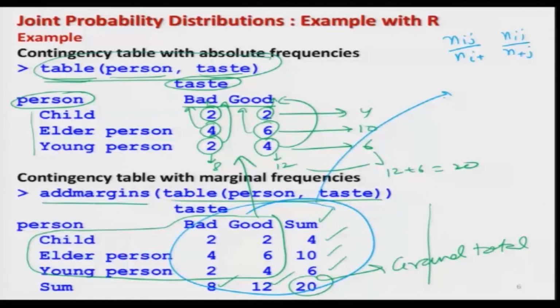So, if you look into this, it will give you the conditional probability of observing a child who says that the taste is bad. So, this will become this value 2, divided by the total number of people who said that the taste is bad. This is given by the number 8. So, this will become 2 upon 8, which is 1 upon 4. You can see that this is very easy to compute in a real data set.